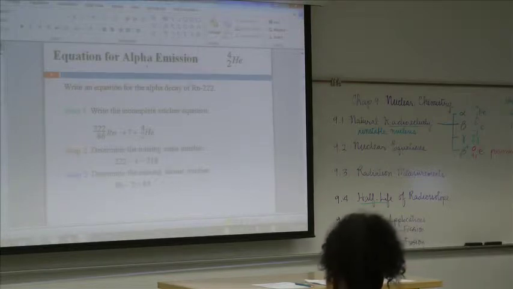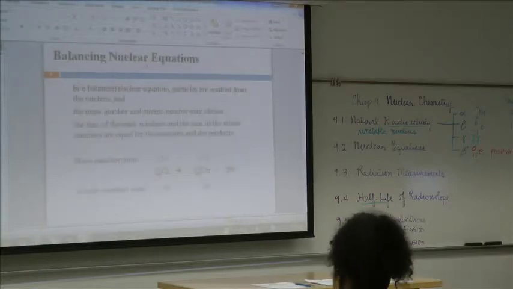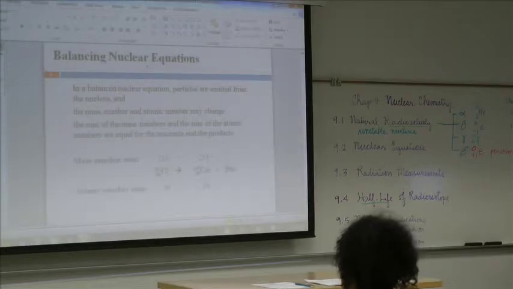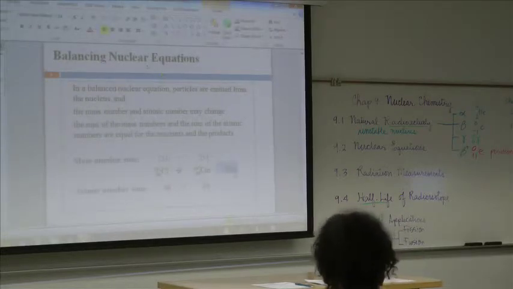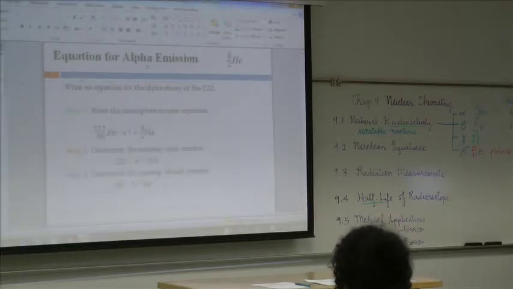So in the next exam, I will tend to ask you not these questions, but this one. In other words, what is this missing particle? Okay? The alpha particle is quite easy to remember because it's just a helium nucleus.